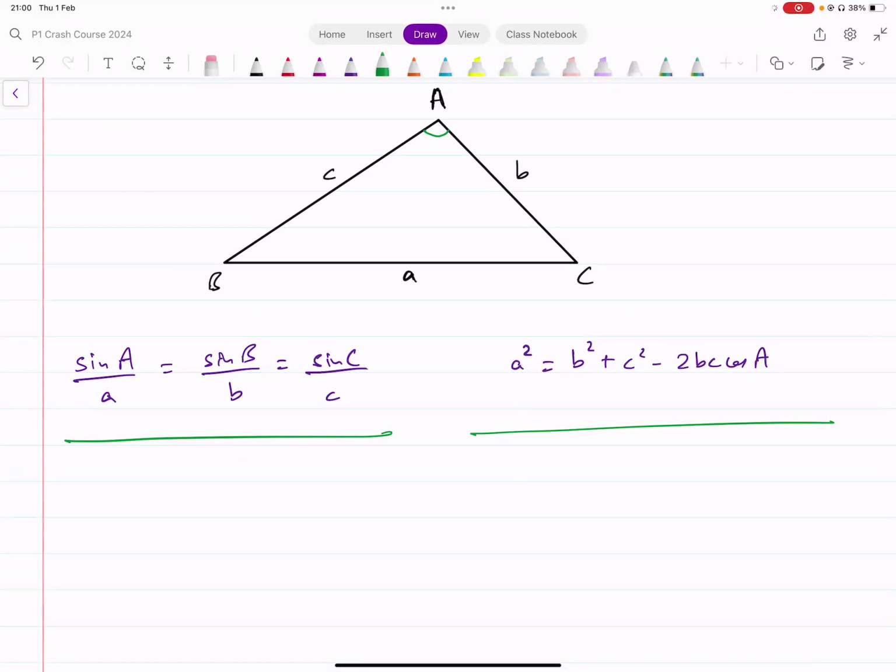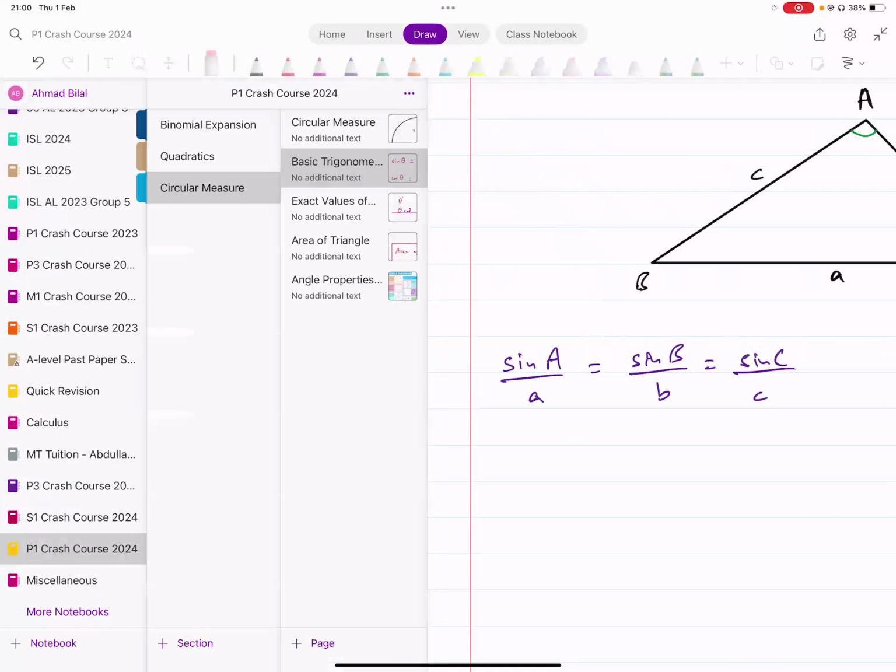I hope you remember these from O levels already, but in case you've forgotten, you need to make sure that you do memorize these as well, okay? All right, so that's what we need to know about.